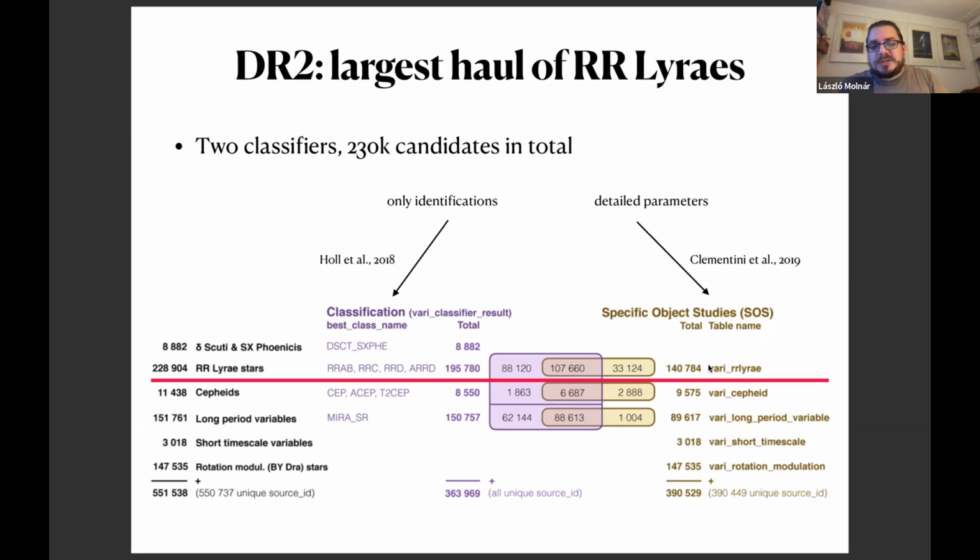The specific object studies was a lot more detailed. This was organized by Gisella Clementini, and that detected 140,000 RR Lyrae, and there we have periods, we have Fourier parameters. We even have photometric metallicities for a subset of those. And of course, there is a large overlap between these 2 classifiers.